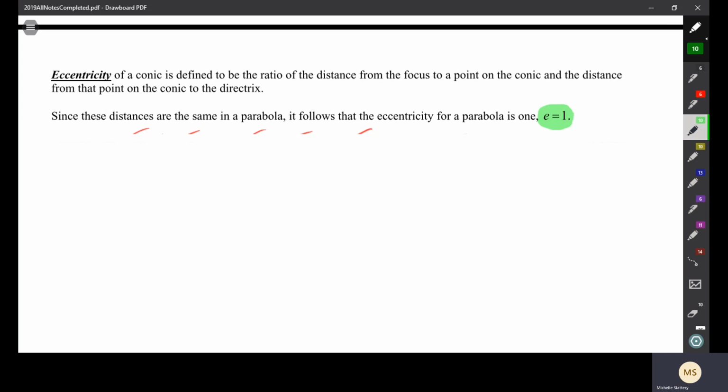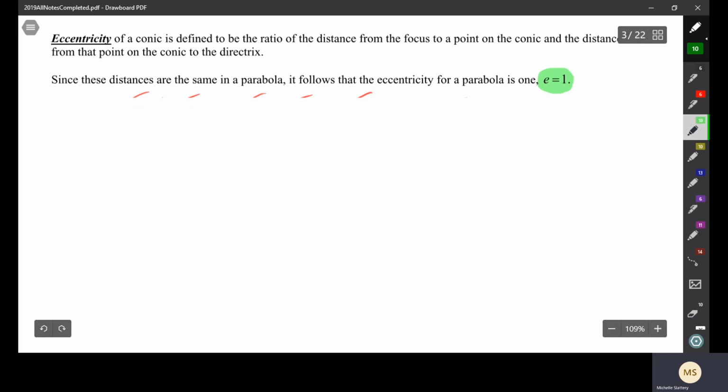All right. So after that quick refresher, I would like you guys to do problems 3, 4, and 5 on the notes. So pause the video now, check out problems 3, 4, and 5, and then come back and check your answers.